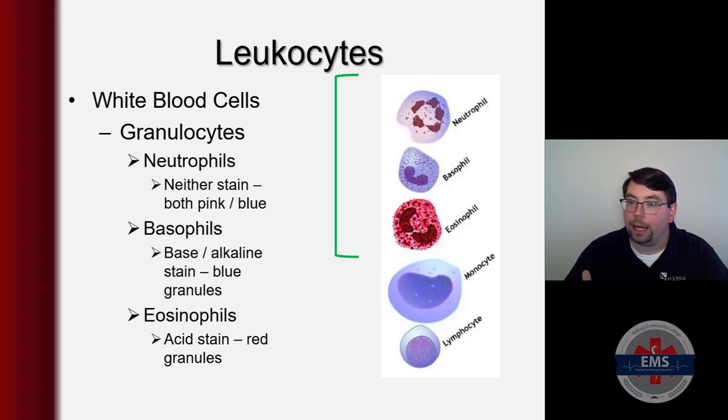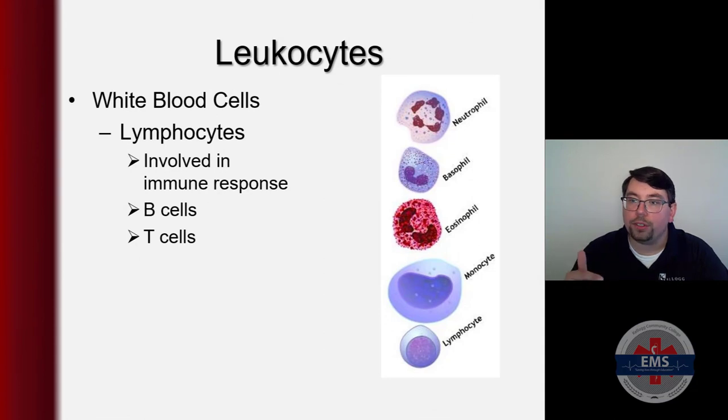They do testing by actually staining. So if they go to stain them, what color do they turn? If they're both pink or blue, you're looking at neutrophils. Neither of them will react to the color-changing dye. Basophils will actually stain blue. And then the eosinophils, with an acid stain, turn red. The coloring allows us to determine what's there.